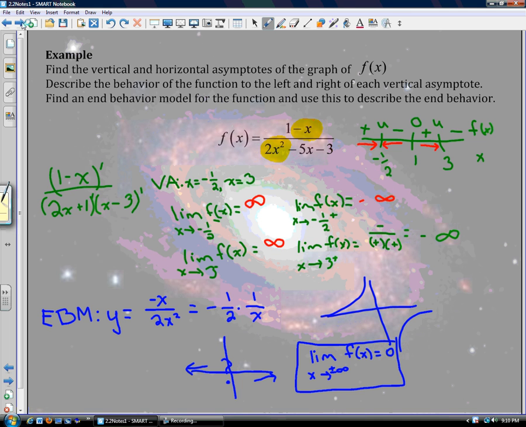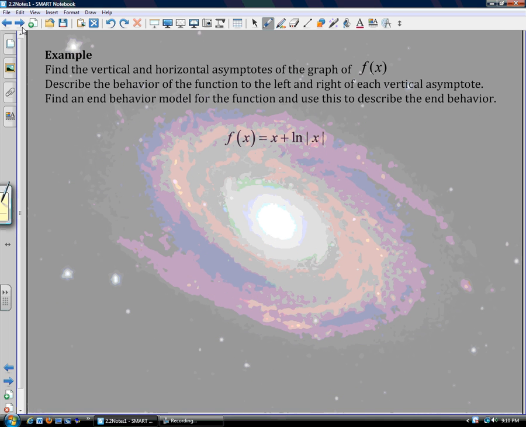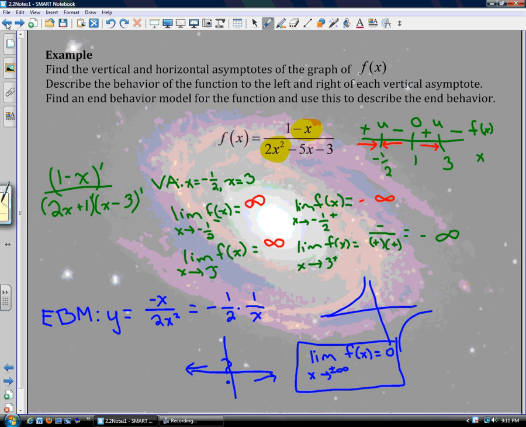Next. Same example, different function. So I have f of x equals x plus ln of absolute value of x. First I need to find the vertical and horizontal asymptotes of the graph. Oh, did I have any horizontal asymptotes from before? Yes, I did. I had a horizontal asymptote of y equals 0. I know that because of my end behavior model, because that was approaching 0.